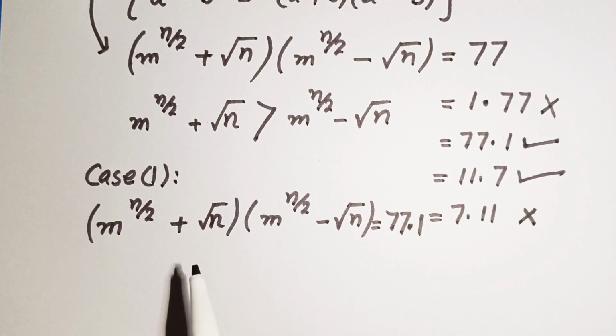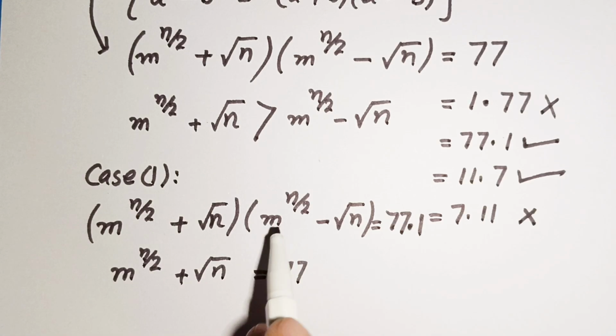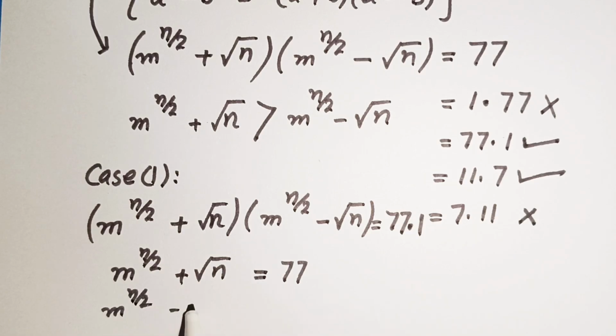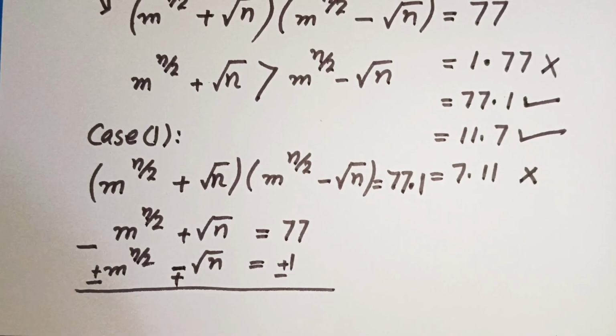Now by system of equations, this factor is equal to 77. So m to the power n over 2 plus square root of n is equal to 77, and m to the power n over 2 minus square root of n is equal to 1. So these are two equations. If we subtract these equations, then positive will be negative, negative will be positive, and positive will be negative. Then the plus and minus terms cancel. So square root of n plus square root of n will be 2 times square root of n, that is equal to 77 minus 1, which is 76.